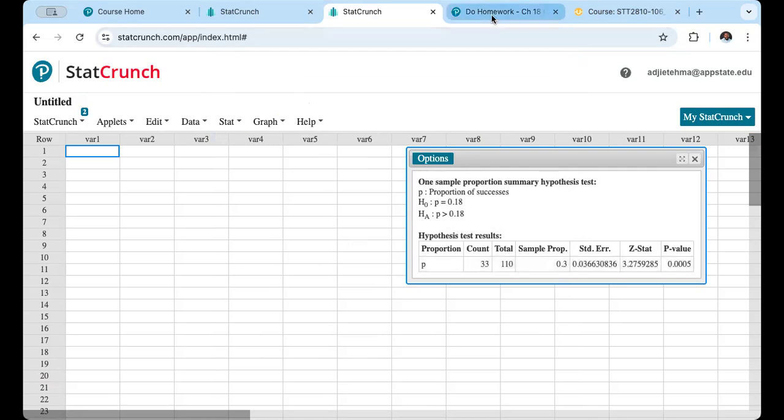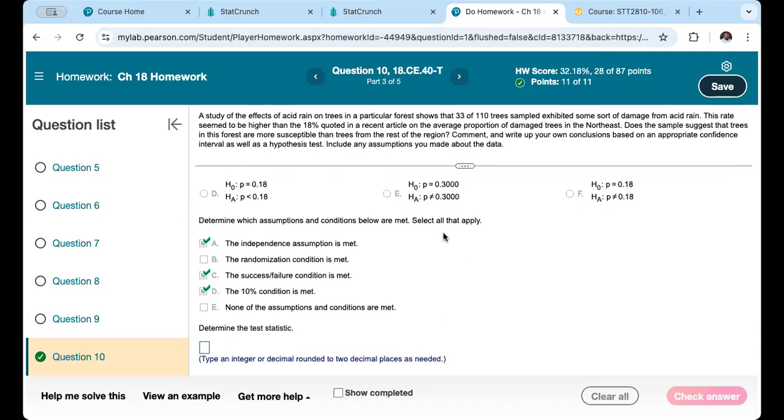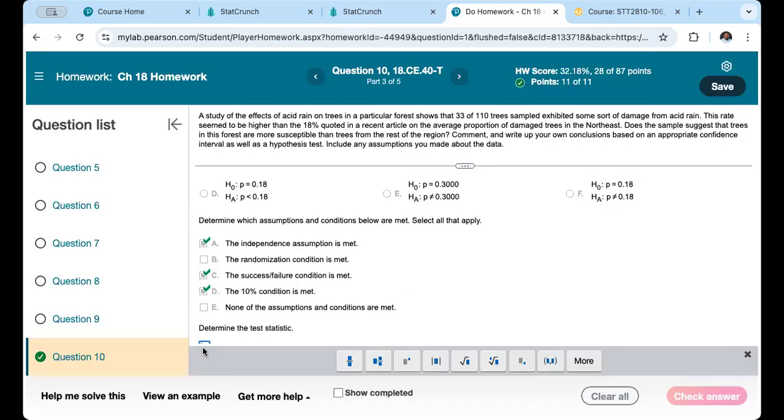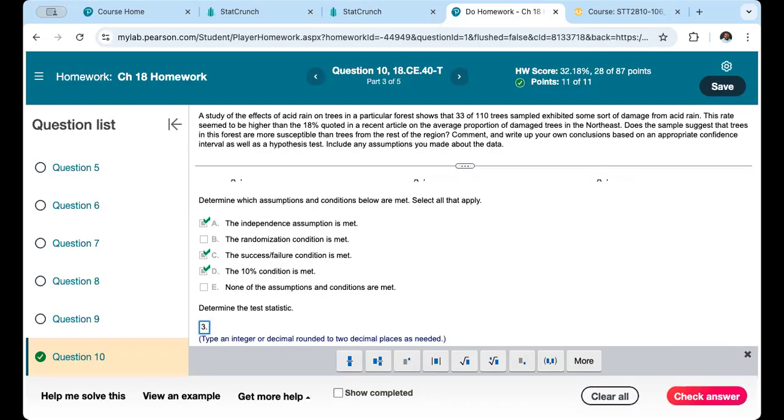What is the question asking me to do? The question wants the test statistic. The test statistic is always the Z stats. Is that okay? So in my situation, I have 3.275. And then they wanted to know, is it negative or positive? Let me check. Positive, okay. 3.28 because they want to 2 decimal places.